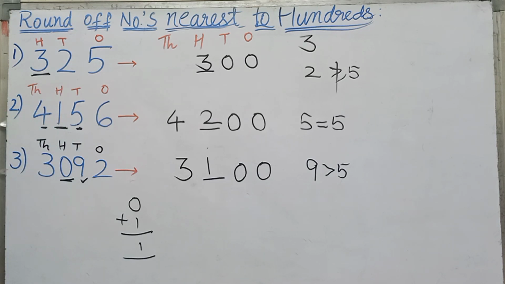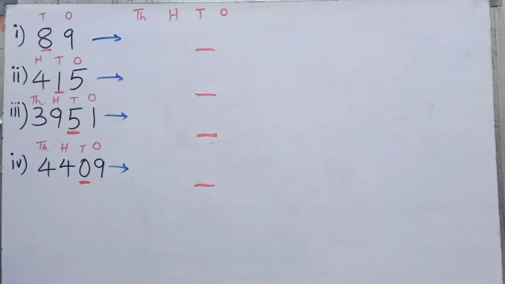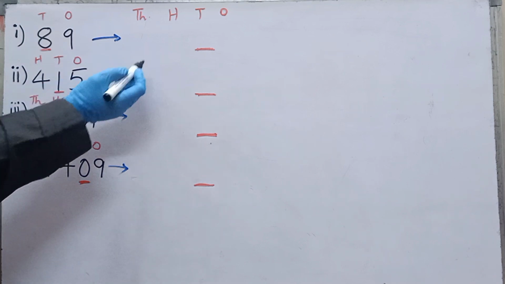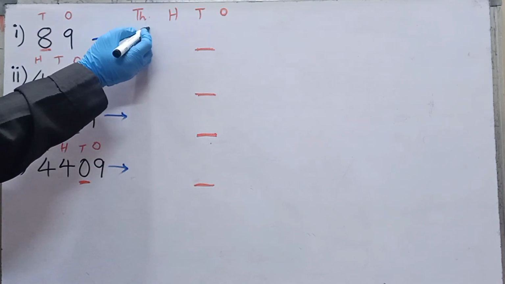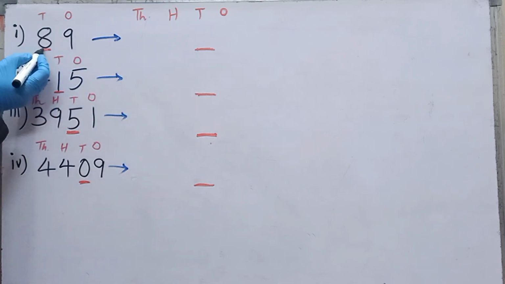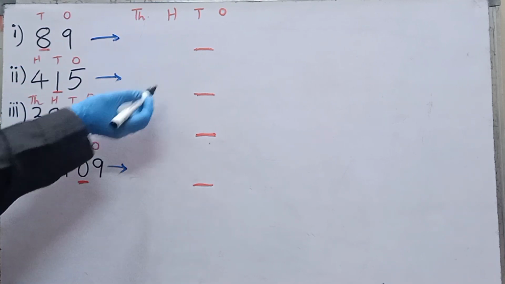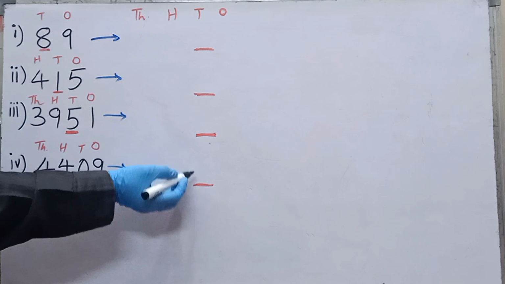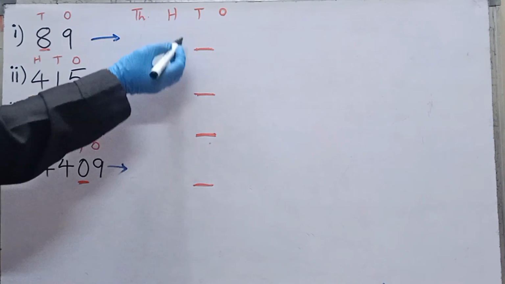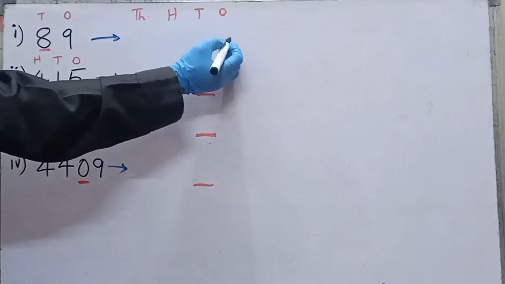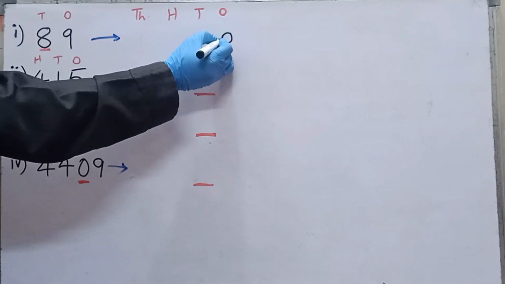So now we will do the exercise sums. Okay, students? Exercise 1.2. First question is round off the following numbers to the nearest tens. So we should write first the place values over the numbers. So I wrote the place values over the questions. And in the answers also we should write the place values. Now I have underlined tens place numbers in question, and in answers also I just kept a mark over tens place. Now in the ones place we will get what? 0. So I wrote 0.